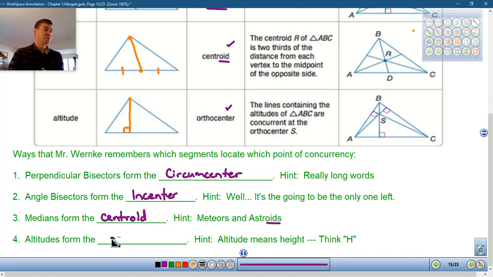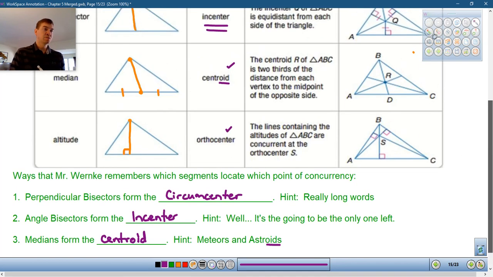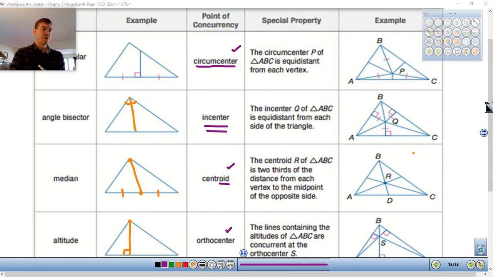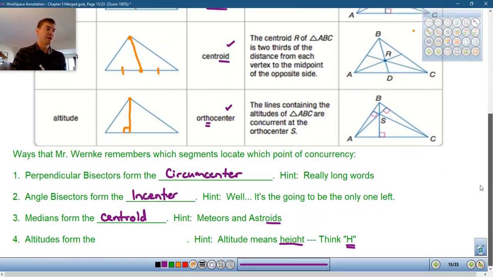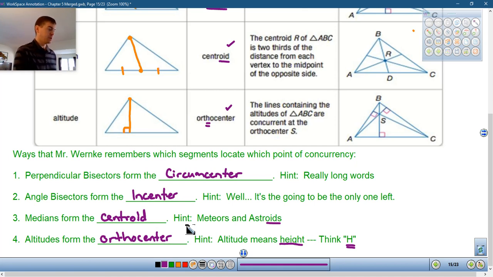And then the altitudes. Altitudes meaning height, so I always think of H. And of the 4 words that are representing points of concurrency, orthocenter is the only one that has an H. And so that's how I remember that one. I know it may seem silly, but if you commit that to memory, it'll definitely help you.